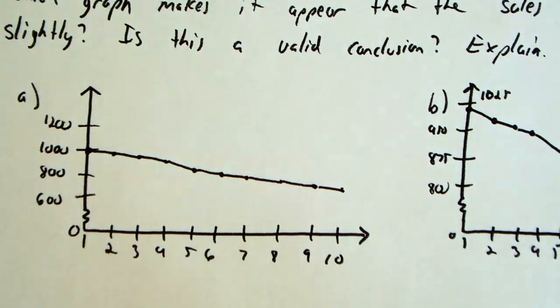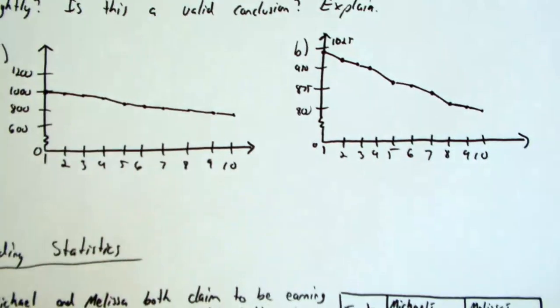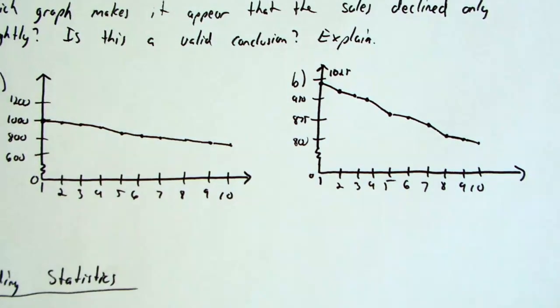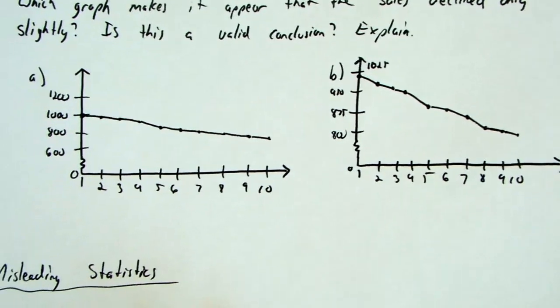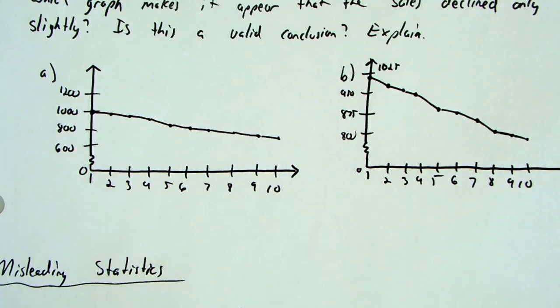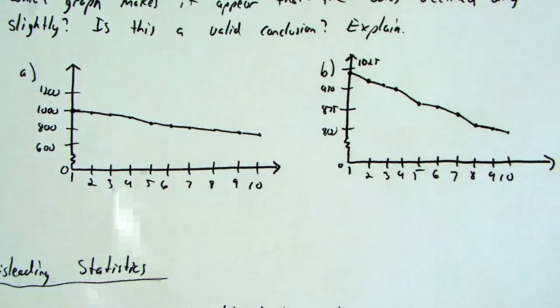So let's look at example 1 here. It says the line graphs below, both A and B, show the sales for a local bakery. In fact, each graph shows exactly the same thing. So which graph makes it appear that the sales decline is only a small amount? And would you conclude that it's only a small amount? And then we would want to explain.